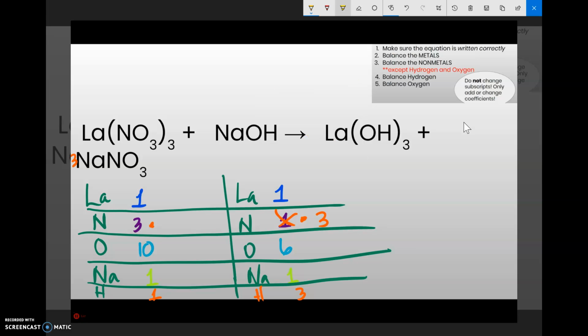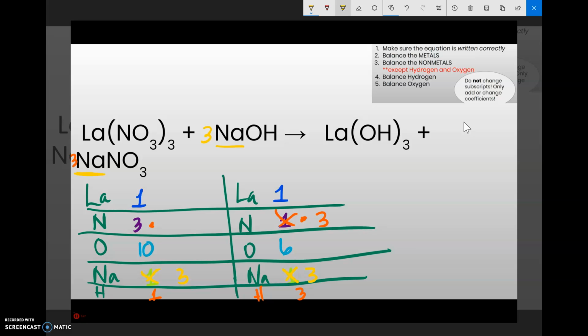Okay, now let's go to sodium. Right now we have 1 on the reactant side, but now this side is changed to 3, because of that coefficient. So now we need to make the reactant side have 3. So what are we going to do? We're going to add a 3 right there. Okay, so now that makes that one balanced.